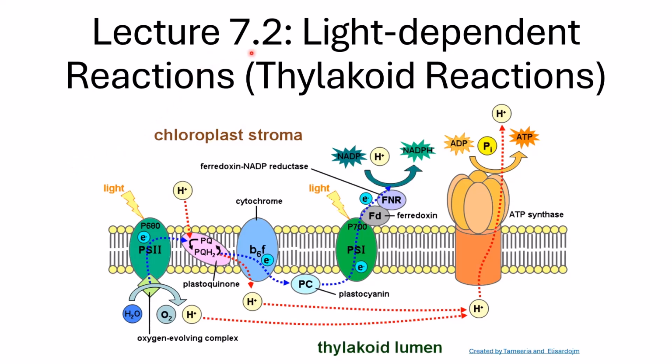Welcome to Lecture 7.2, in which we will go over the light-dependent reactions, which are sometimes also called the thylakoid reactions. This diagram is a good summary of the light-dependent reactions, and as with the cellular respiration lectures, I will point out the parts that I want you to know for this class.